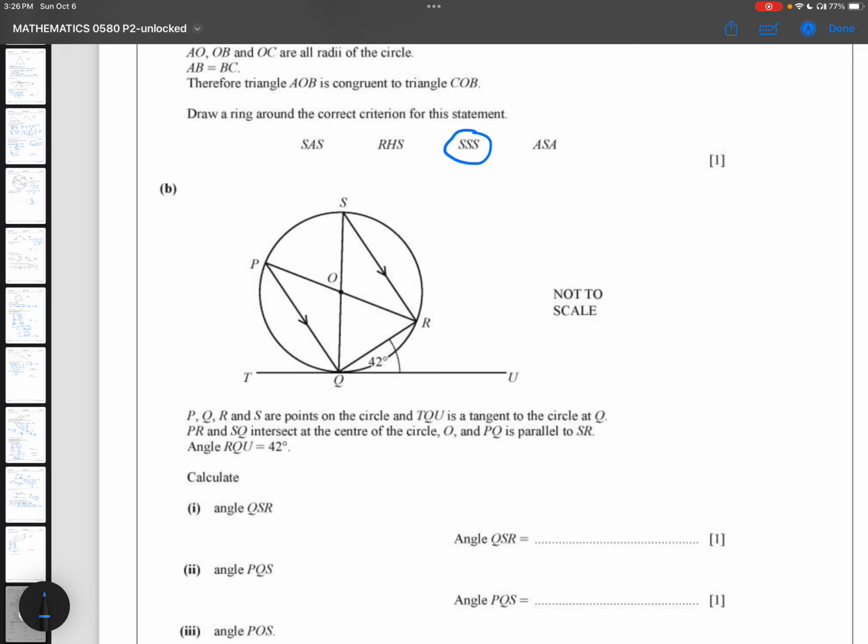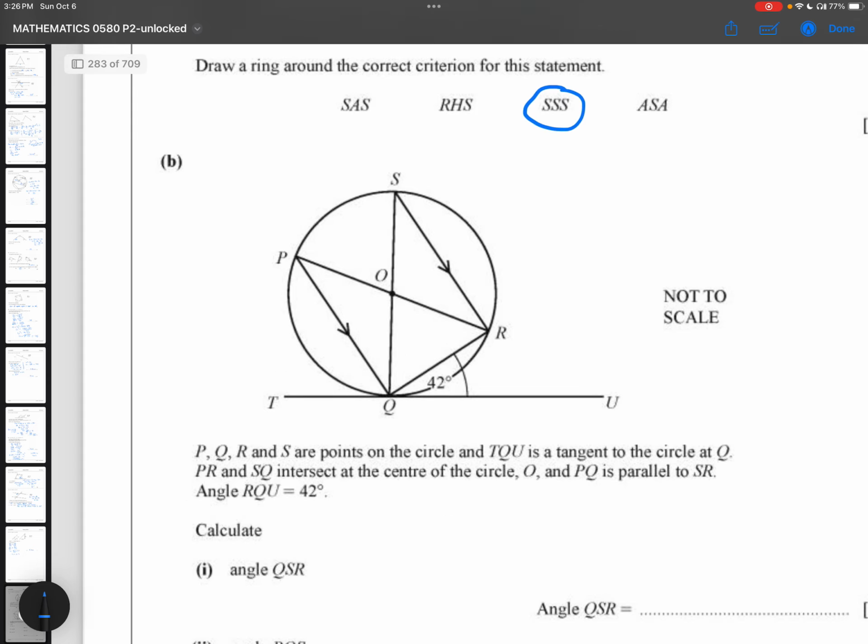In part B, P, Q, R, and S are points on the circle. PQ is a tangent to the circle at Q. PR and SQ intersect at the center of the circle O, and PQ is parallel to SR. Angle RQ is 42. We need to calculate angle QSR.